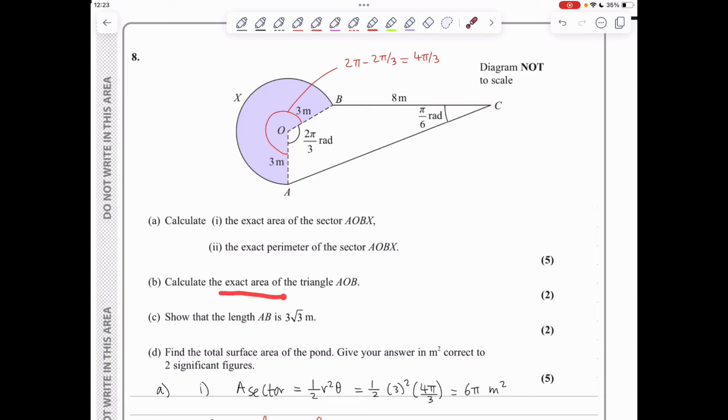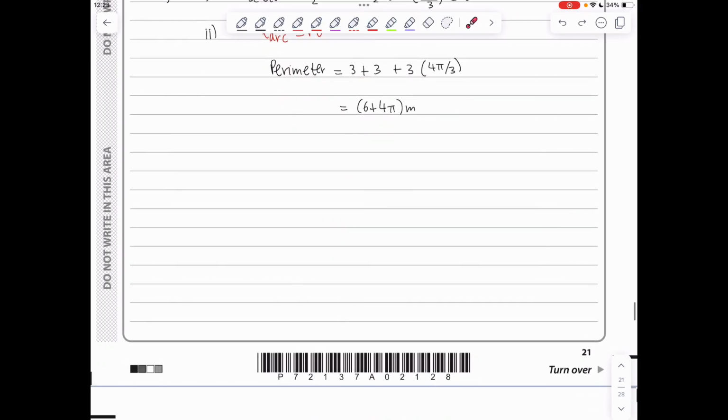In B, we need to calculate the exact area of the triangle AOB, which is the one highlighted here. So we've got the two sides, 3 and 3, and we've got the angle in between. So here I will be using the fact that the area of a triangle is given by a half ab sine C. In our case, a and b are both equal to 3. So the area will be a half times 3 squared times the sine of the angle, which is 2 pi over 3. Remember that we need to put the calculator into radian mode, and we get an answer of 9 root 3 over 4 square meters.